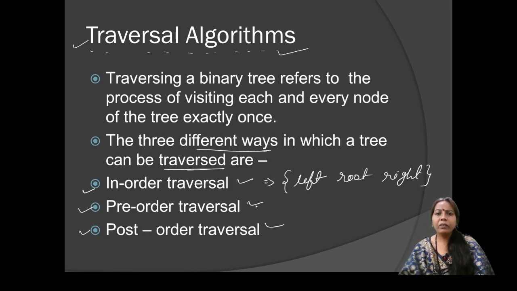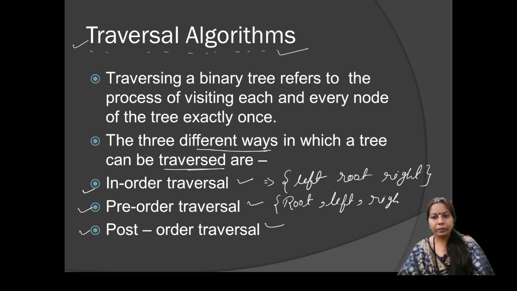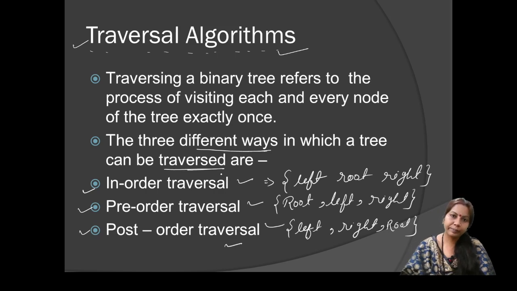When I talk about pre-order traversal, first we print the root node, then visit the left node, then the right node. And when I talk about post-order traversal, first we visit the left node, then the right node, and at last we print the root node value.